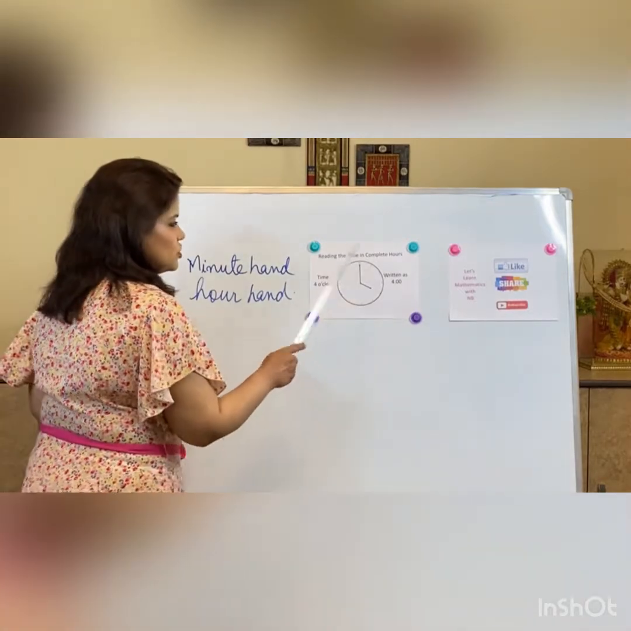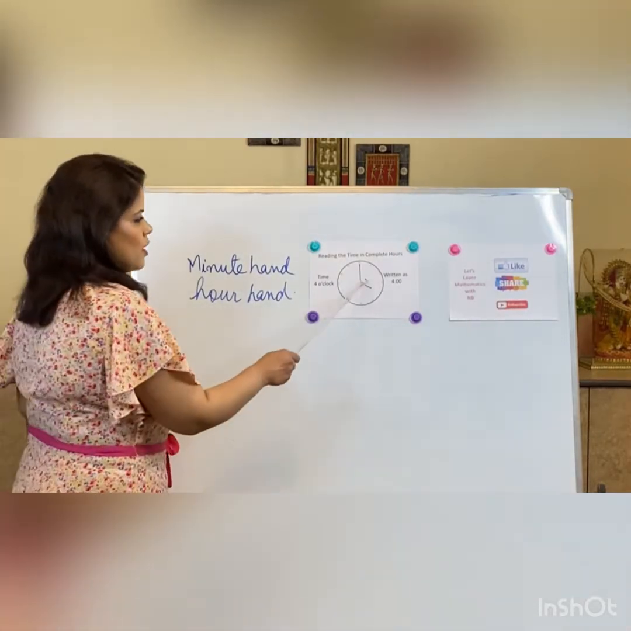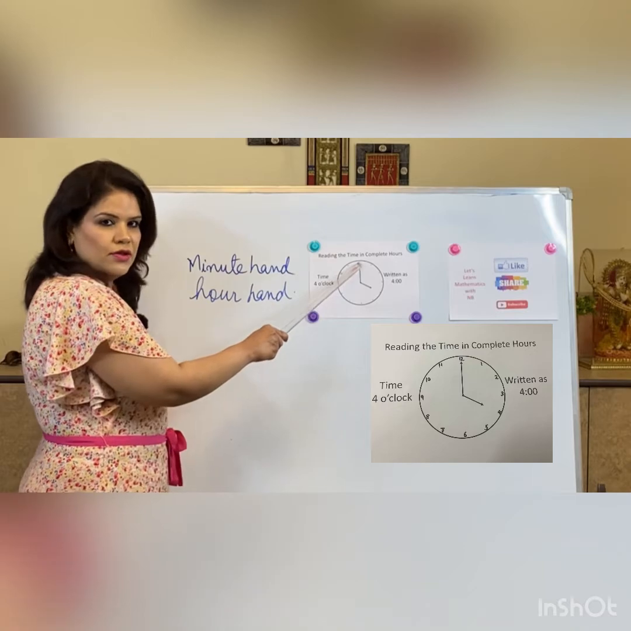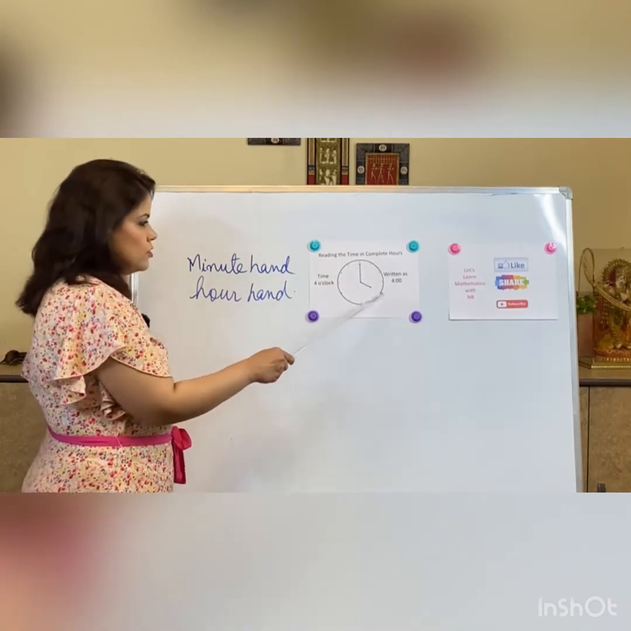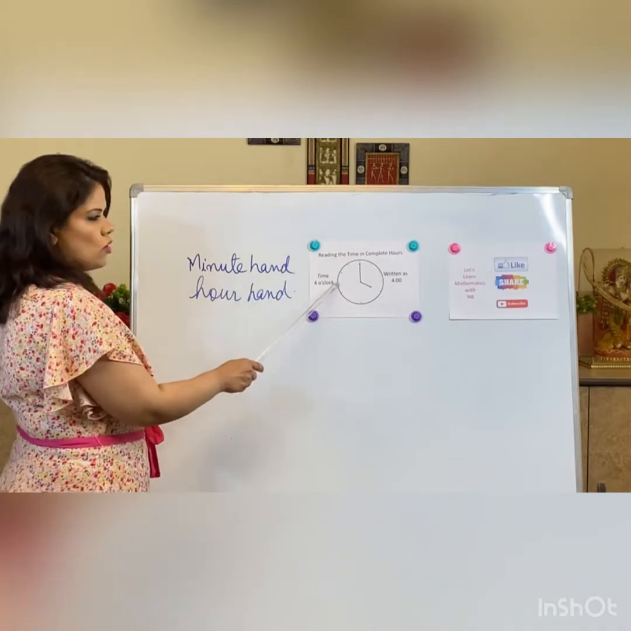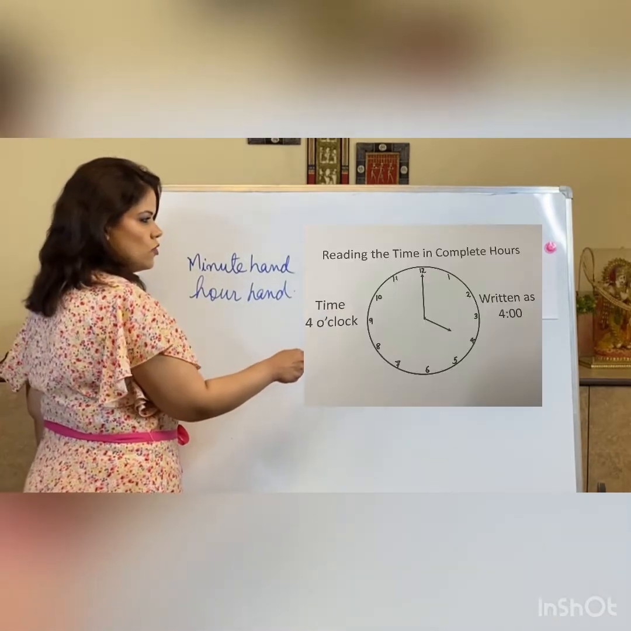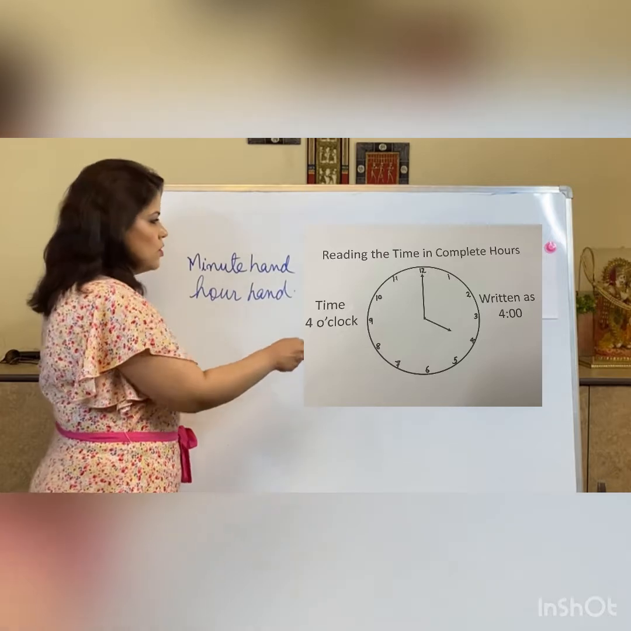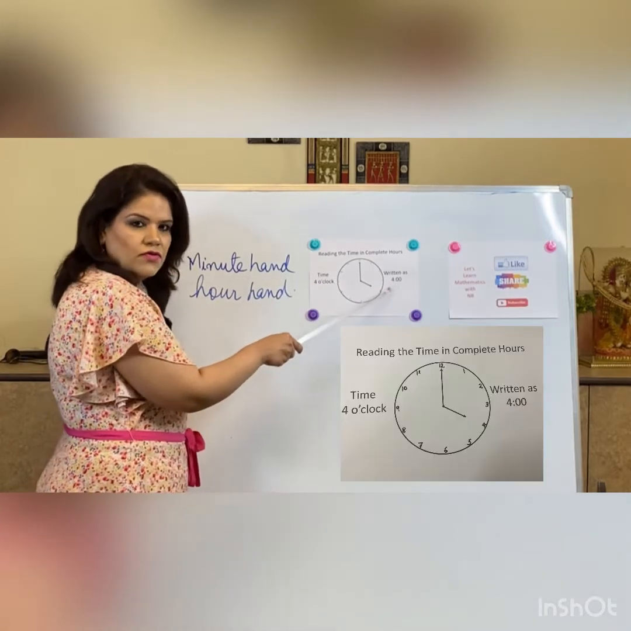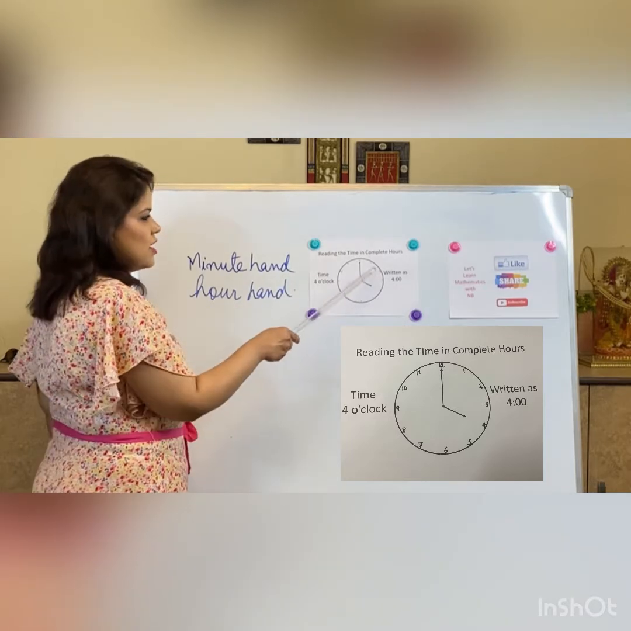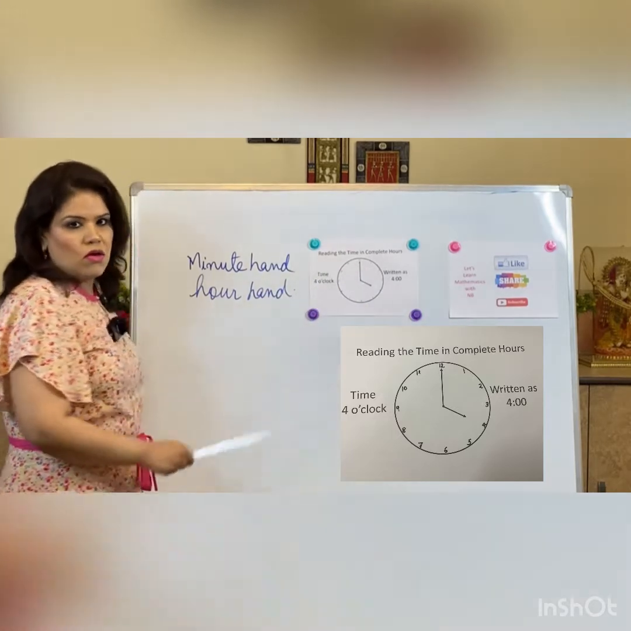So their position at this time is: the minute hand is towards 12 and the hour hand is towards 4. So this is 4 o'clock, or we can write it as 4:00. This is the way of representing time in digital clocks, and this one is called an analog clock.